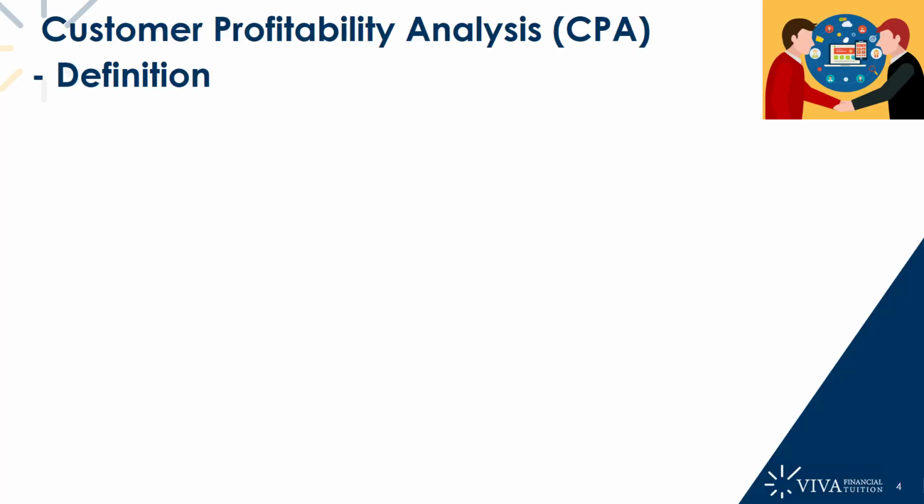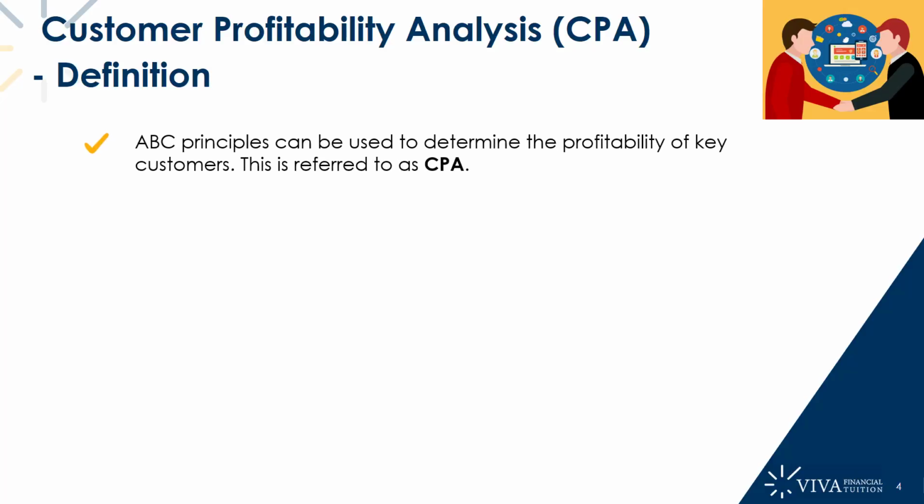Customer profitability analysis, sometimes abbreviated to CPA, is going to use the principles of activity-based costing, so the idea that there are activities and cost drivers, but this time we're not going to focus on the products being produced. Rather, we're going to focus on the customers that we serve as a business, the customers that we look after, that we provide output to. That's all customer profitability analysis is. It's using ABC principles, but this time we're focusing on our customers.